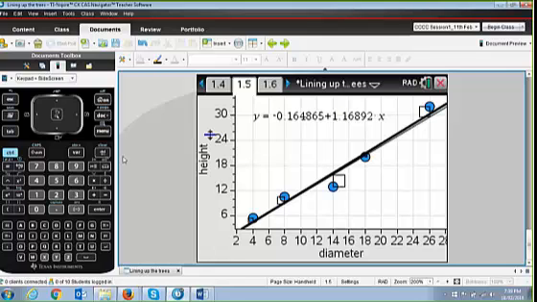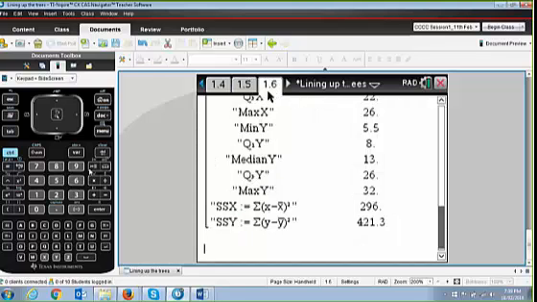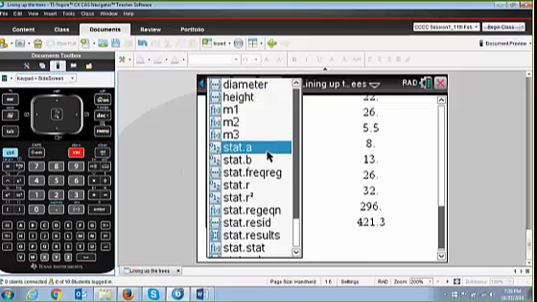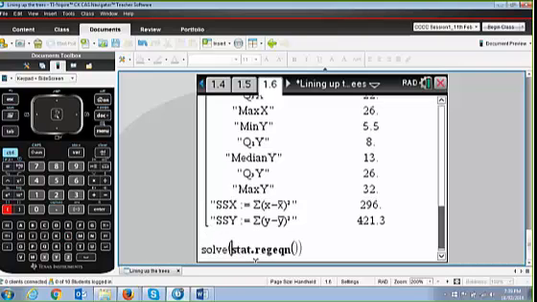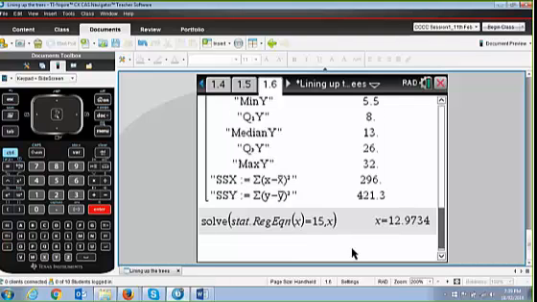But we also notice on our calculator screen that we can finish things up and say, well, in the variables we now have the regression equation. The regression equation is this variable down here, and we can still solve that. The regression equation of X, set that equal to 15, solve it for X, and the best value is 12.97. So just a little bit under 13 centimeters answers that first question.